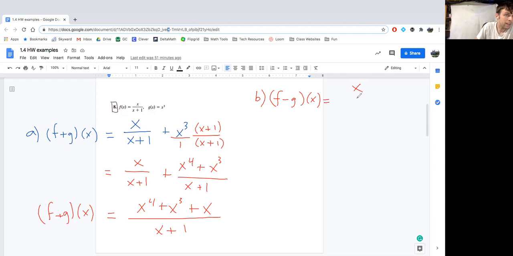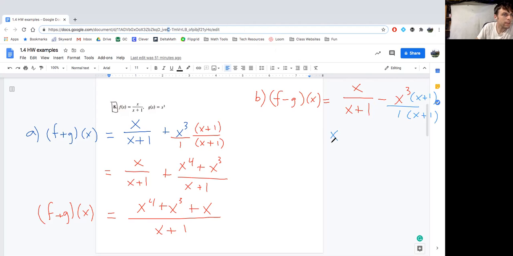So that's going to be x over x plus 1, oh, not plus this time, we're subtracting, minus x cubed. Now, same idea. I could subtract these. I'd have to do the same process here where I make these a common denominator. I guess I'll do it on this video, but not strictly necessary. Multiply by x plus 1 on the top and the bottom.